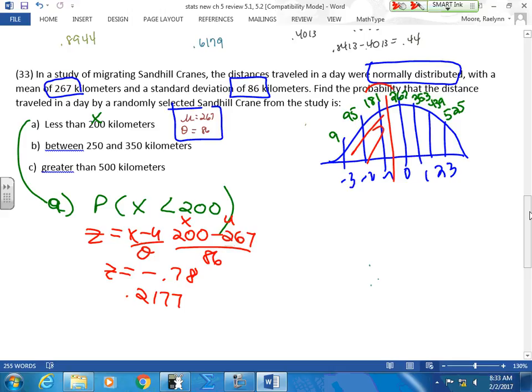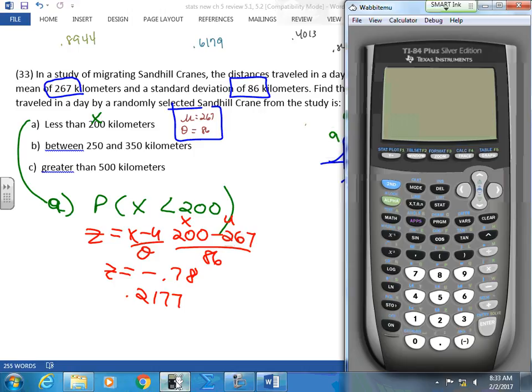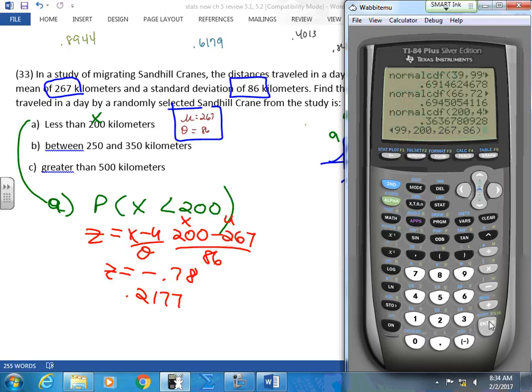If you do it on your calculator, you can do it z-score wise, you can do it with the x. I always feel like if you're gonna do it, you might as well just do it with the x in it. So my lower limit, because I'm coming from the left, make it negative 999. My upper limit, that's where I'm going to stop at my 200. My mean, 267. And my standard deviation, and paste. And I should get my area. Again, round this to 4 decimals, so that's going to be 0.2180.